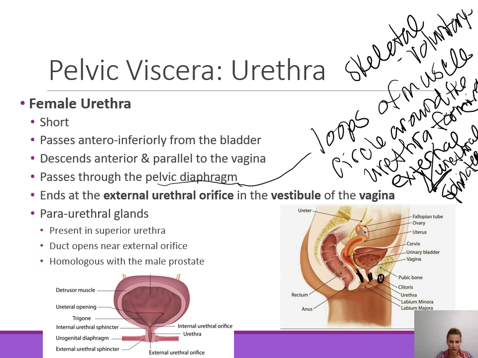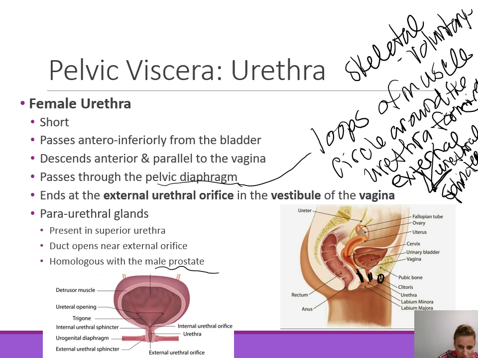Periurethral glands are present in the superior urethra, and they have ducts that open near the external urethral orifice. These periurethral glands are homologous with the male prostate. So during development, the tissue that forms them is the same tissue that would form the prostate. During development, the development kind of splits. And in males, it turns into the prostate. In females, it turns into the periurethral glands.